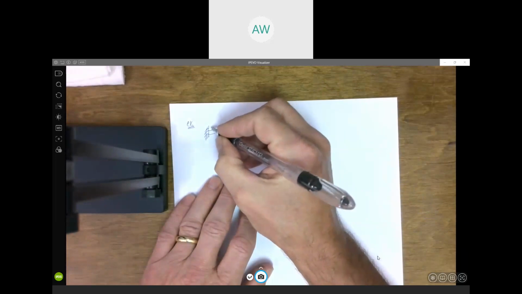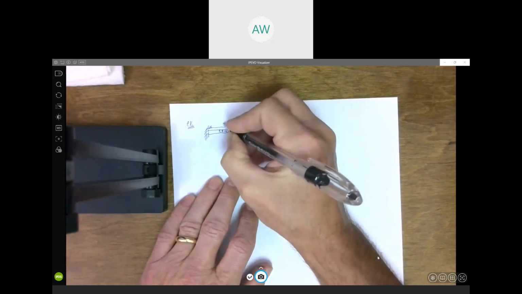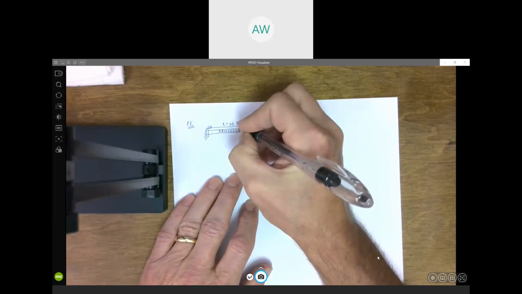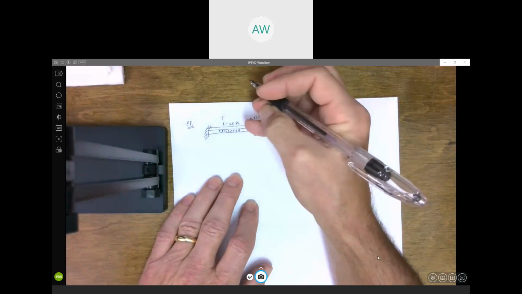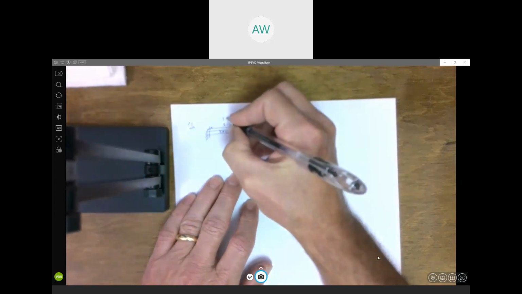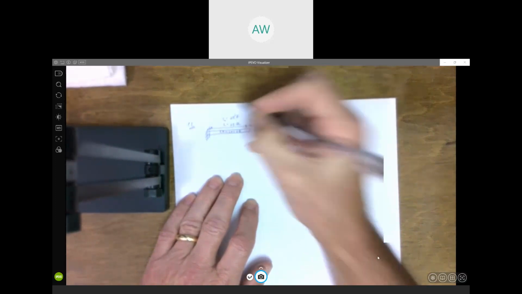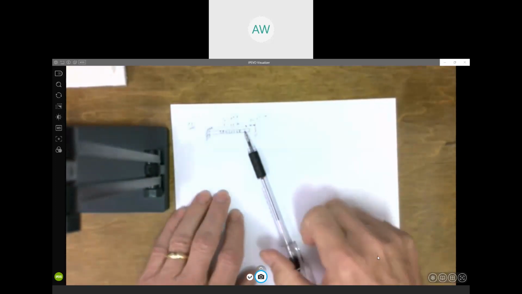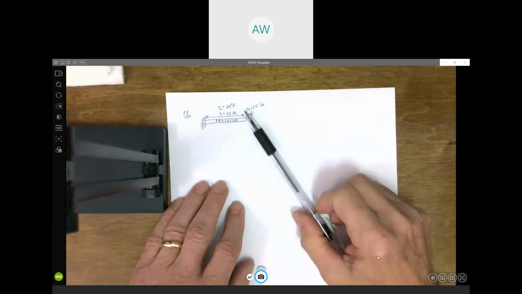The length here, L, is 20 feet, and this is at our original temperature of 20 degrees Fahrenheit. That's our initial temperature. When this thing is 20 feet long, it is at 20 degrees Fahrenheit.